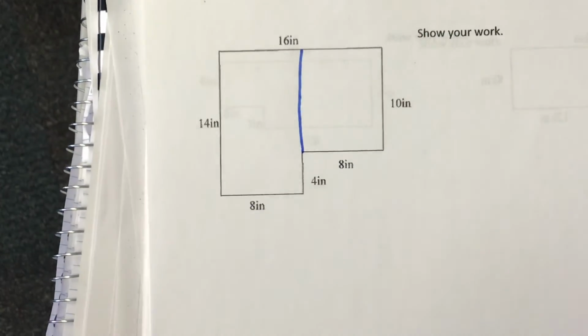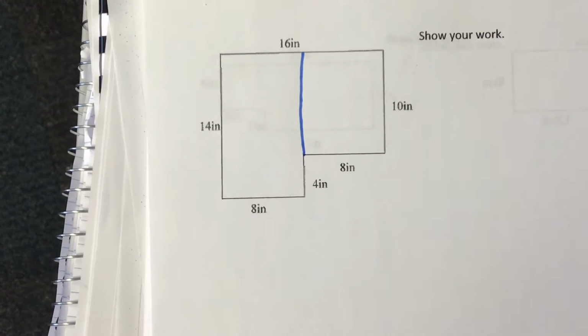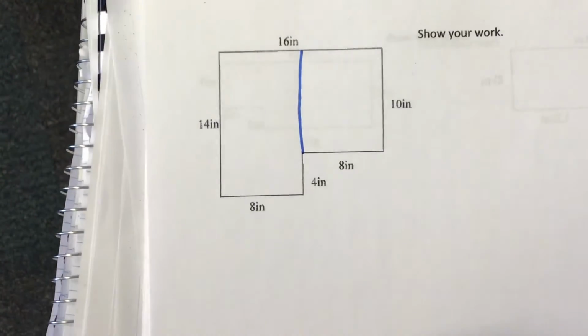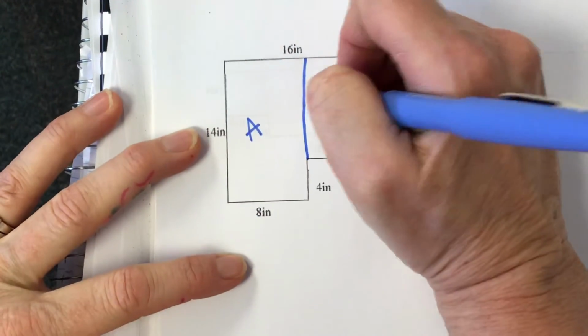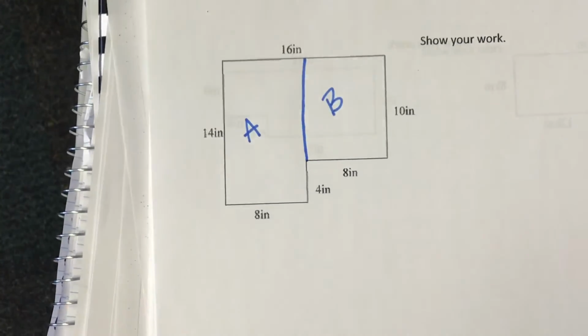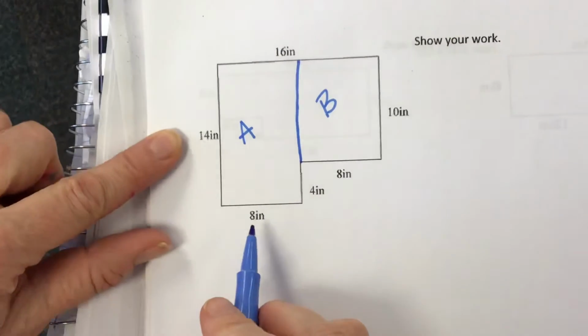It doesn't matter when you're working independently. You can choose to divide it any way you want, and you'll get the same answer. Okay? So this one is pretty easy. This is rectangle A, rectangle B. Actually, they're both pretty easy. What are the dimensions for rectangle A? Ellis. 8 and 14.